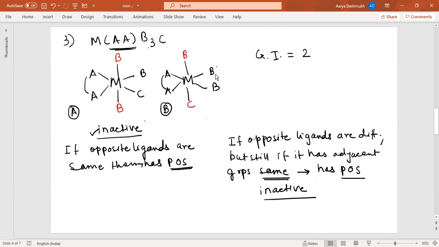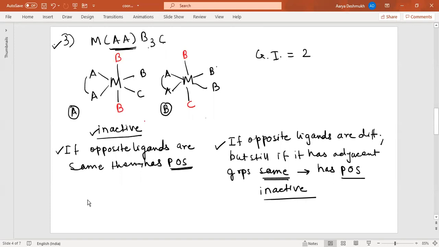Remember? Understood this? So these are the two tricks for you on how to find out. If an example is given, you'll have to find out the type of the complex and compare it with these conditions. So this structure A is also optically inactive and B is again optically inactive. You don't have to think much about this, because while solving MCQs you will not get that much time to get all these things sorted. Now, the next condition, if opposite ligands are different.